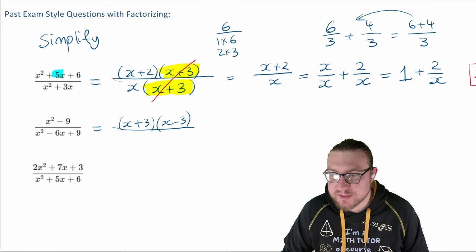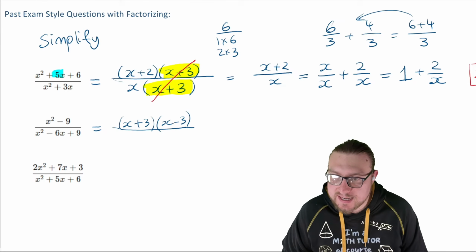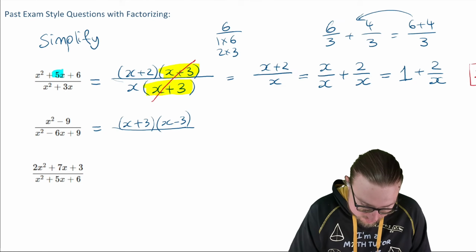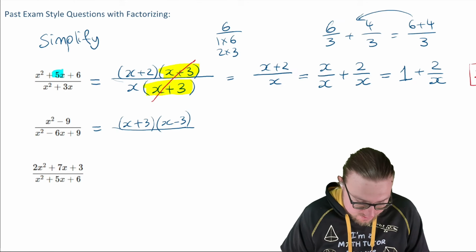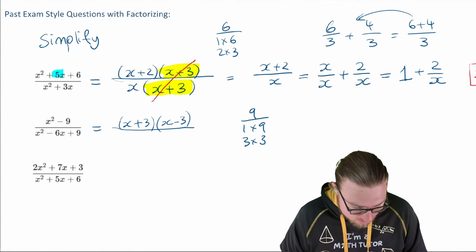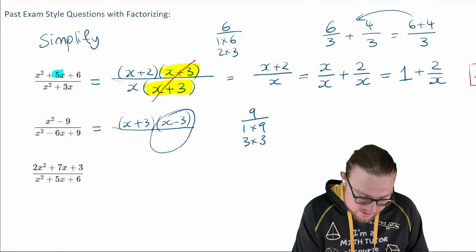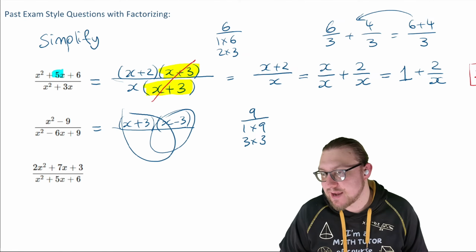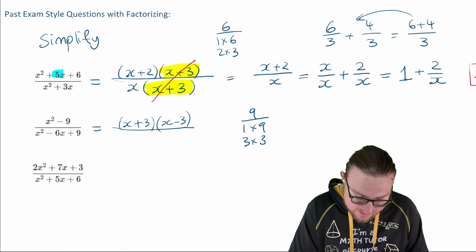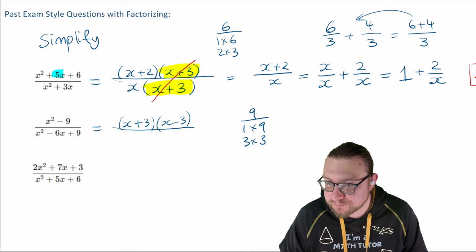Now for the denominator, we have a quadratic. As always, we have a 9 at the end. So we're going to write down our factors of 9. So 1 times 9, we're going to get 3 times 3. Now, I already know it has to match with one of these because that's how these exam styles are kind of made. So if I'm not really sure which one it is, I can see that it has to be 3 and 3.